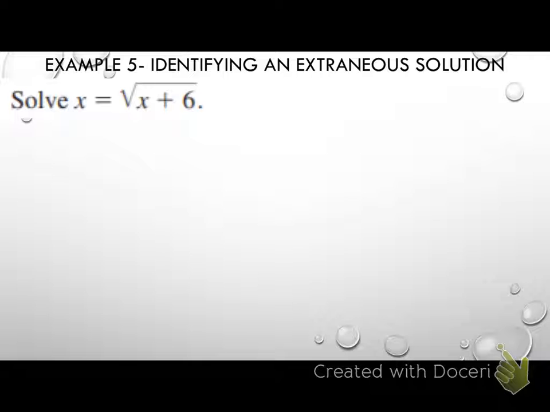So, solve x equals the square root of x plus 6. Yesterday, what was my first thing I needed to make sure happened before I squared both sides? Before I get x by itself, what do I have to get by itself? The radical, right? I got to make sure the radical is by itself on one side of the equation. Is that the case here? The radical doesn't have anything multiplied by it, divided by it, added to it, or subtracted from it, does it? So, since it is by itself, what can I go ahead and do?